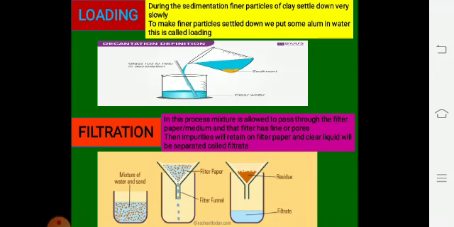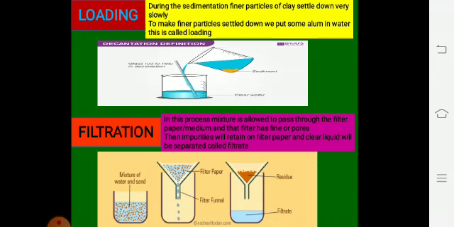So to make finer particles settle down, we have to put a chemical called alum in the water. After adding the alum into the water, all the finer particles will load onto that chemical. This process is known as loading. Now our water will be clear and we separate our water from the sediment.